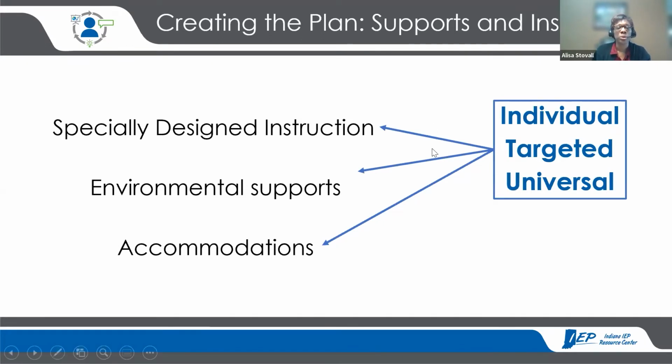And that plan, for a student with an IEP, is going to include specially designed instruction, some environmental supports, and some accommodations, or it's possible to have all three of those areas. And when we look at students, some of these supports will be at the individual level, where these are things we're doing explicitly for our student. Jeff's going to have this specially designed instruction. There may be supports that we put in place to allow that instruction to happen that can be across the environment, and maybe it looks like something that's available for students other than Jeff.